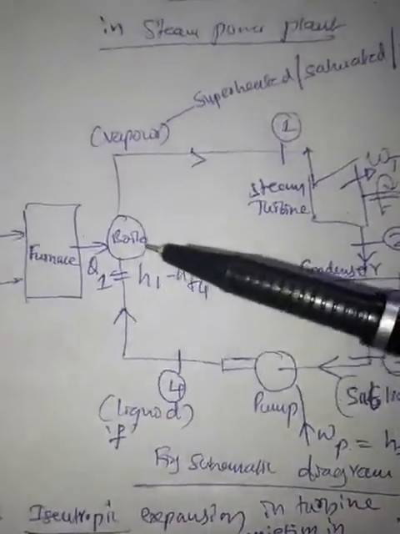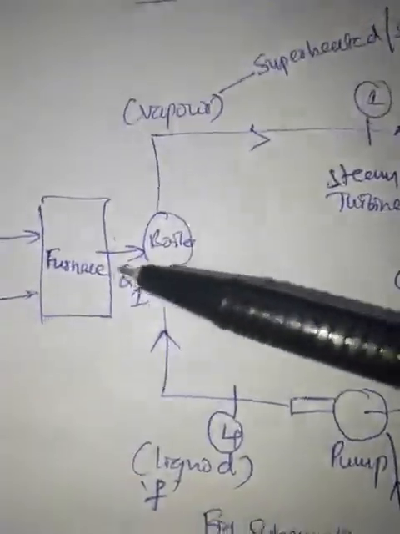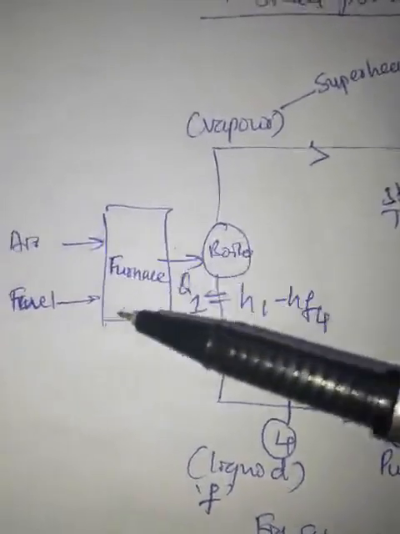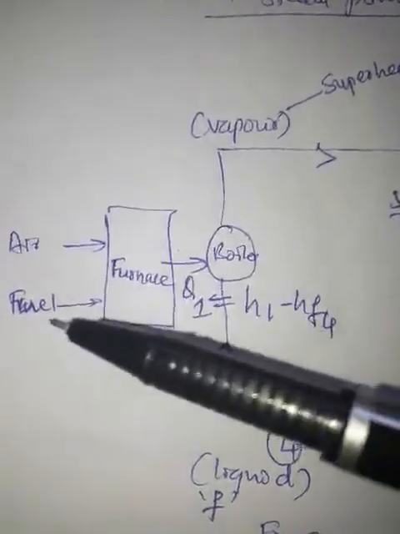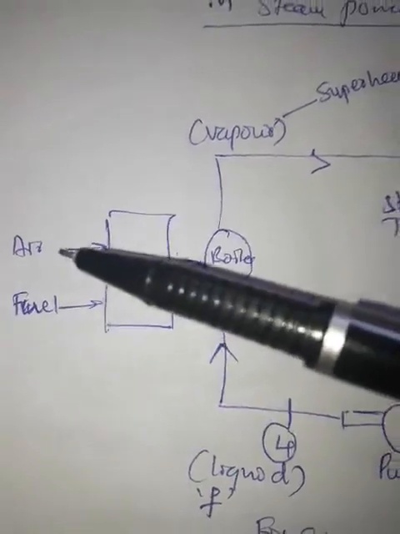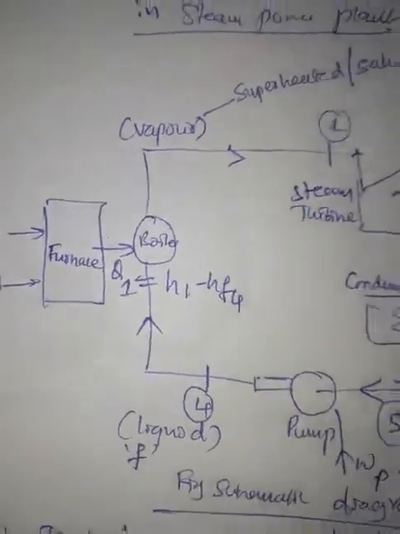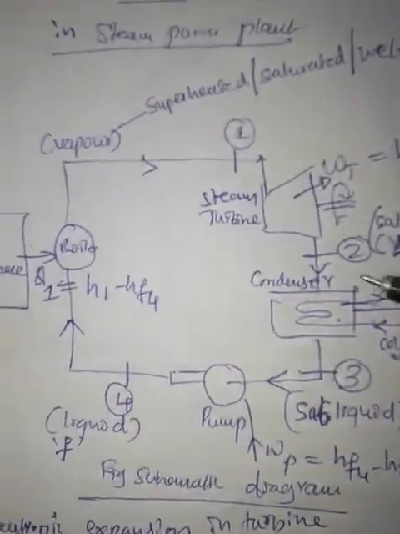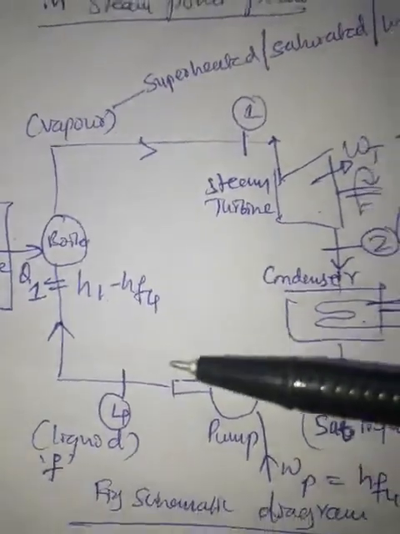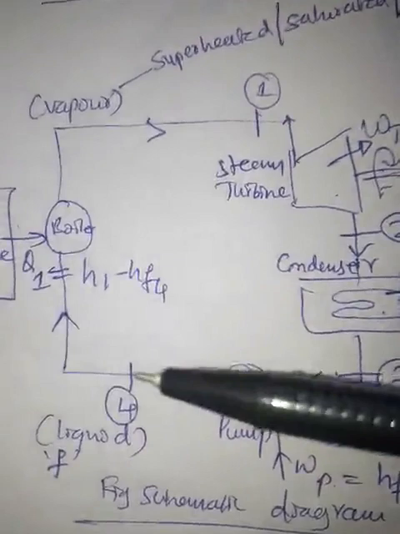Now, in addition to boiler, we have a furnace. The function of furnace, we all know, is it fires the fuel by consuming air and releases the heat energy. Now, let us discuss the working of this cycle.